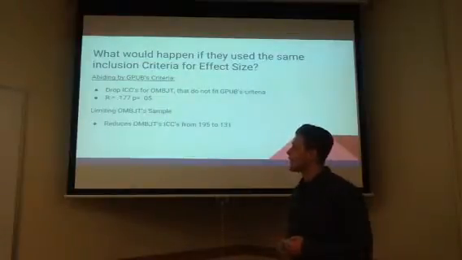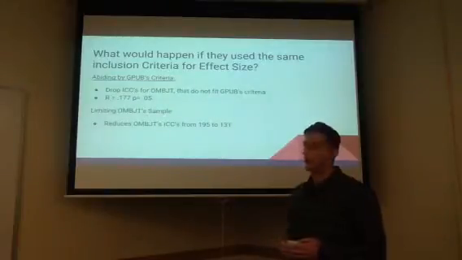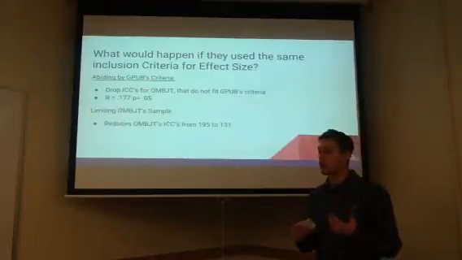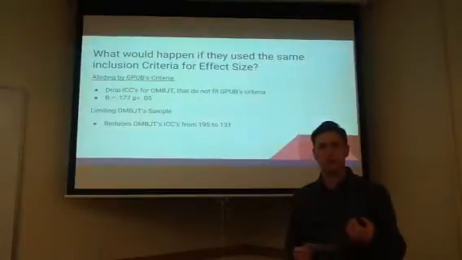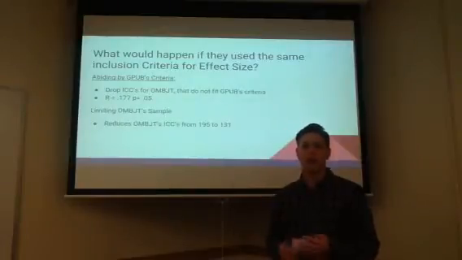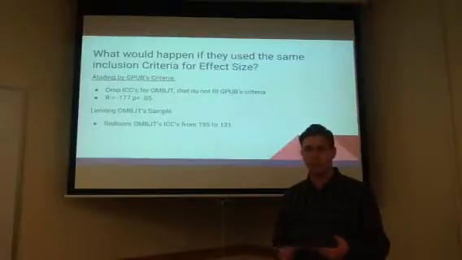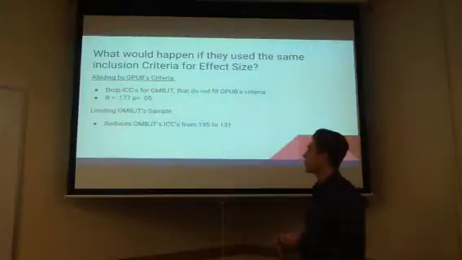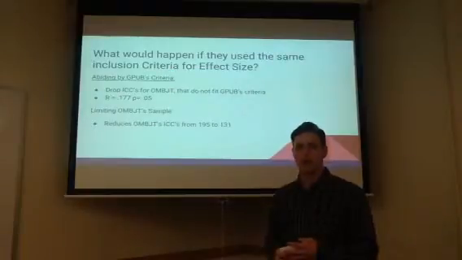And this correlation, when they did that, became R equals 0.177 with a p-value of 0.05. And limiting OMBJT's sample, by doing this, they limited this by using a predictor. And the predictor was a black and white IATs, so attitudes and stereotypes, different questions that asked about that, and different reports that specifically stated about that. And by doing this, they reduced the amount of ICCs from 195 to 133. And they did not give a R value for that.